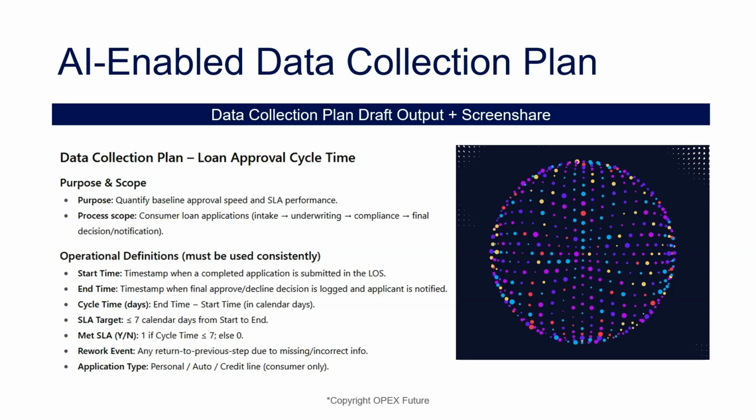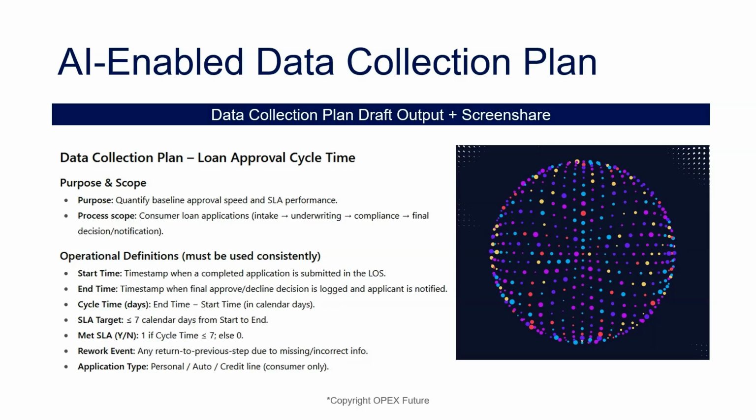SLA target: less than or equal to 7 calendar days from start to end. Did it meet the SLA or not? Yes or no? 1 if it did, and 0 if it did not. Rework events, defined as any return to the previous step due to missing or incorrect info. And the application types: personal, auto, or credit line applications, consumer only. So this gives us our operational definitions. This is generated from ChatGPT as an output from our prompt input.